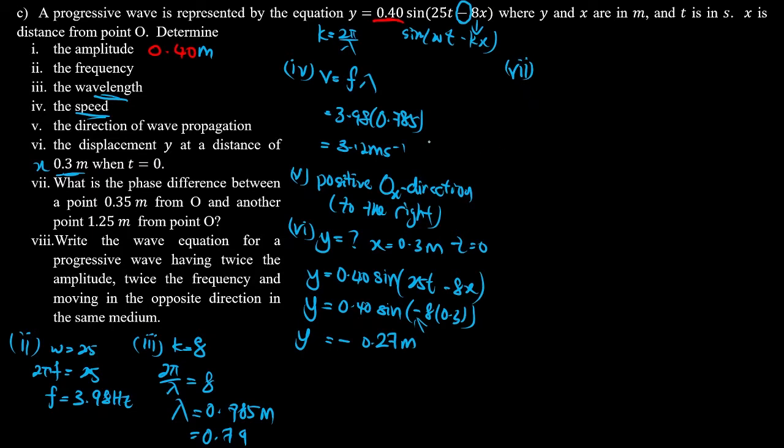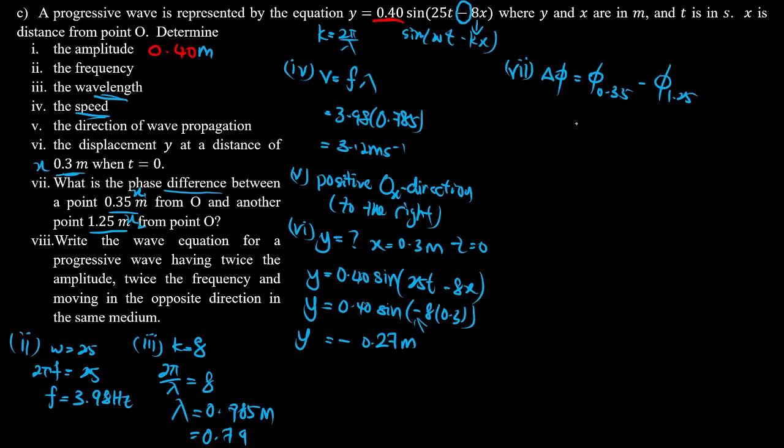And that's question number 7. Question number 7 is to calculate the phase difference between 0.35 meter and 1.25 meter. This is your x value, you have x1 and x2. You want to find the phase difference, so you have to find the phase constant at 0.35 meter minus the phase constant at 1.25 meter.